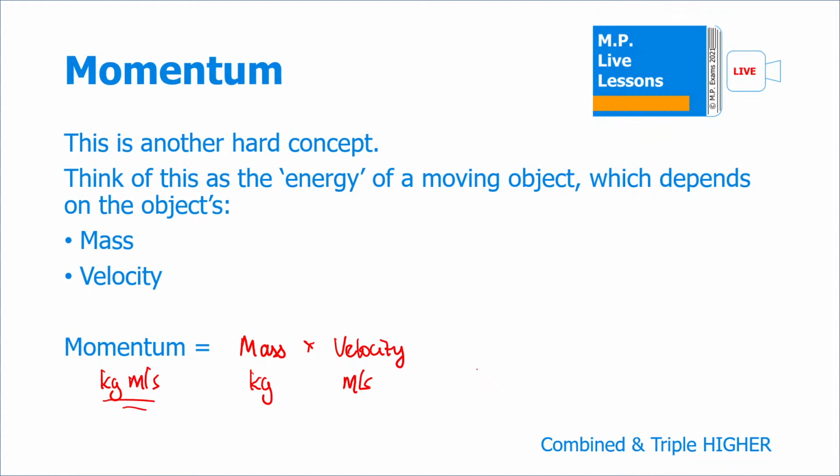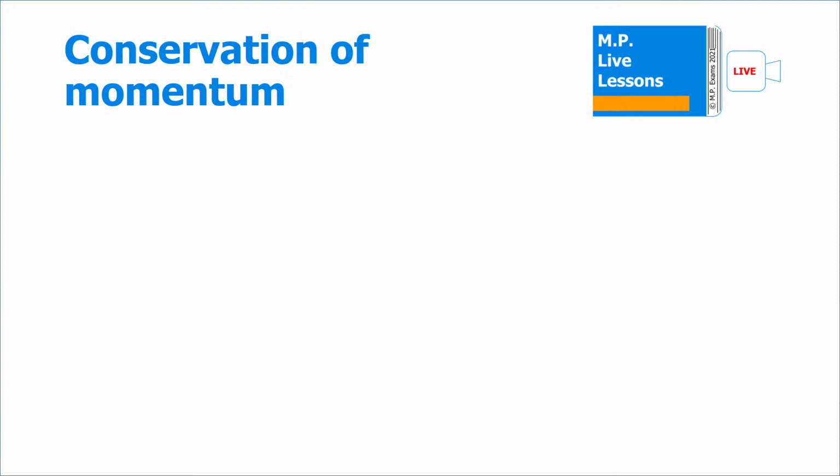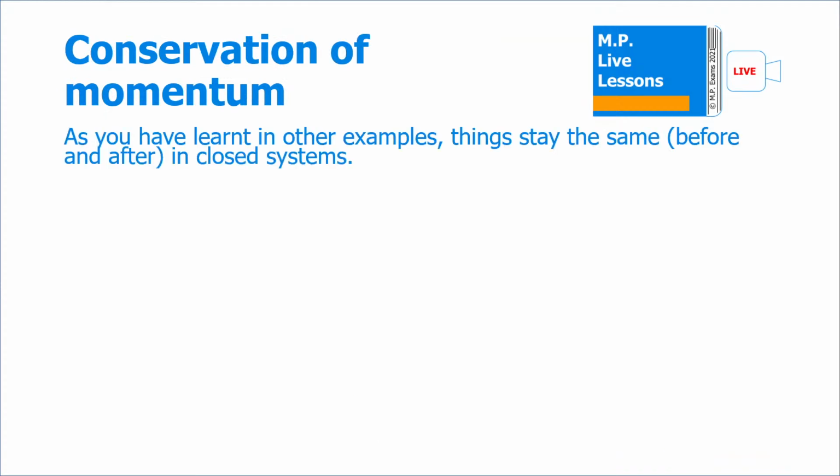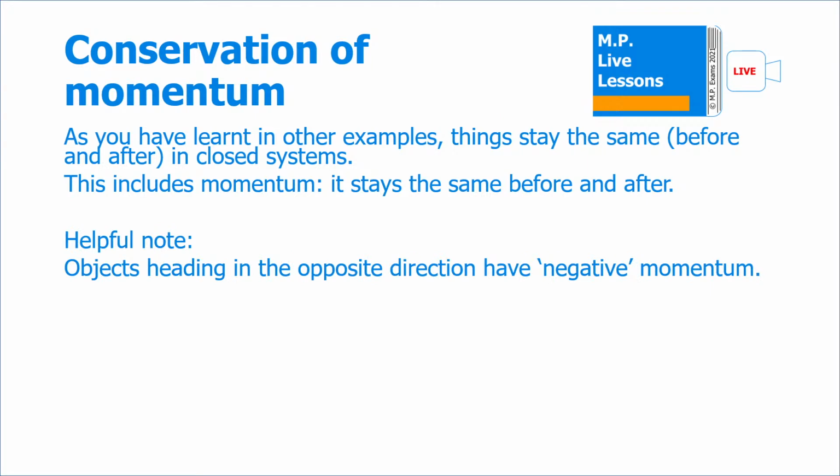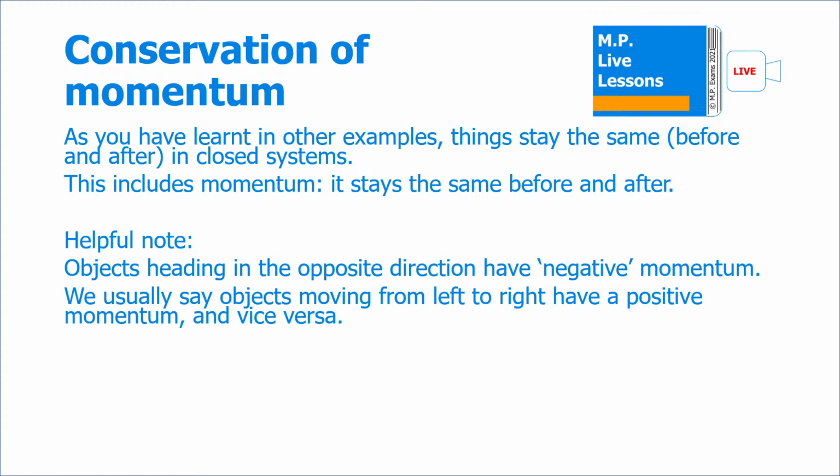Now, both tiers or groups would need to know about the conservation of momentum. So as you've learned in other examples, let's say in other sciences, things like to stay the same before and after in a closed system where nothing escapes, like energy. Now this includes momentum as well. It stays the same before and after. Now here's a good note. Objects heading in an opposite direction have negative momentum. So we usually say that objects moving from left to right have a positive momentum, and the ones moving from right to left have a negative momentum.